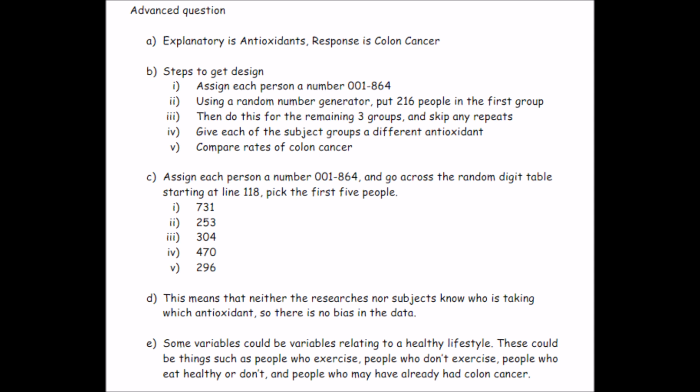Part D says the study was double-blind. What does this mean in the context of this problem? So double-blind means that neither the researchers nor the subjects know who is taking which antioxidant, so there's no bias in the data.